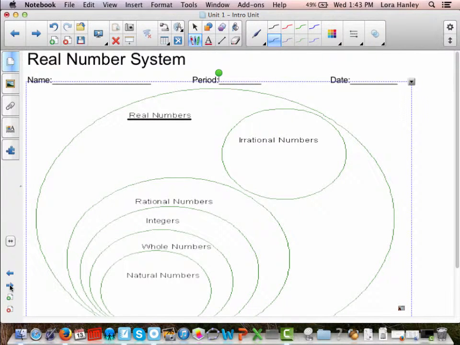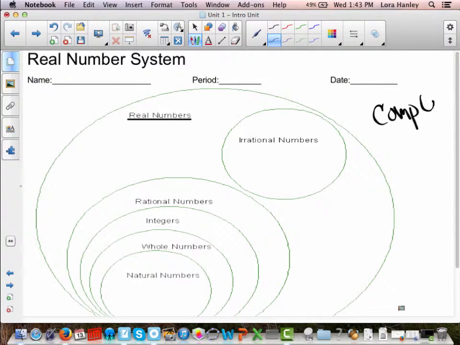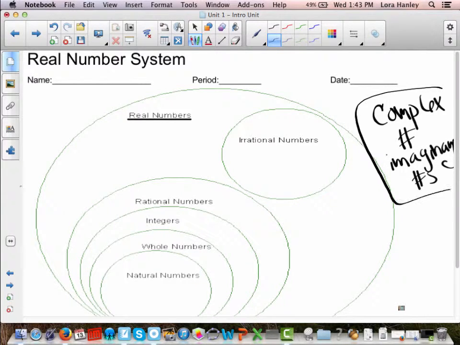Alright, so what we're going to start talking about is the real number system. And what is the real number system? Generally, when you talk about algebra, you deal with two number systems. We have the real number system, and then out here somewhere you have the complex number system, which deals with imaginary numbers. You will all get to that in Algebra 2. For Algebra 1, we're just going to focus on real numbers.